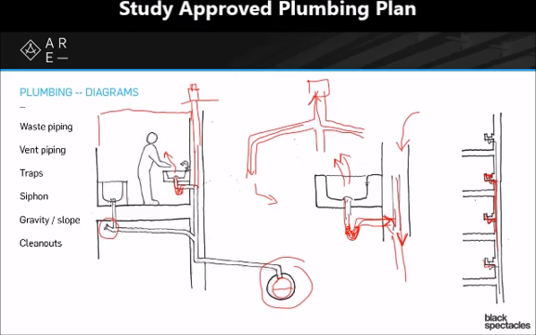So every fixture will have that trap, and every fixture will have that vent pipe going up to the roof. They might go up by itself, it might connect over to another one, but all of those things will be interconnected, both going down and going up.